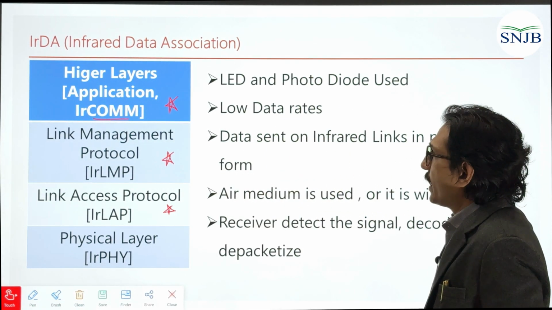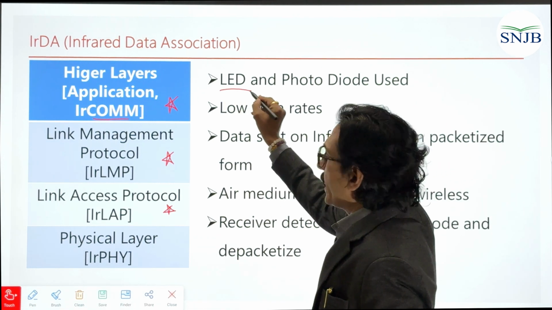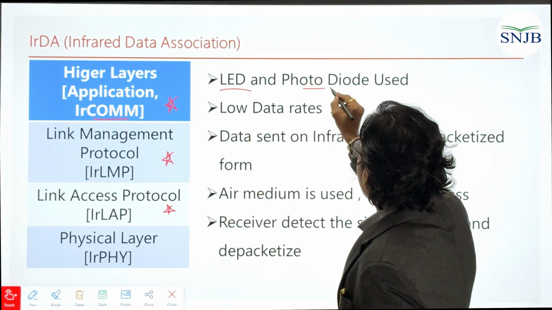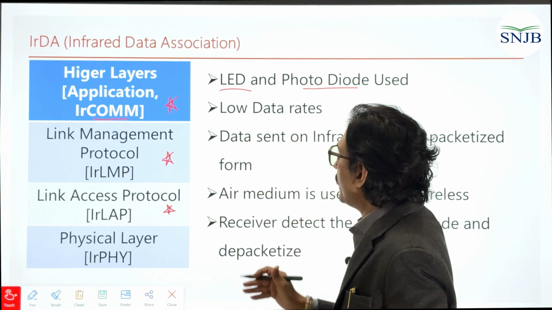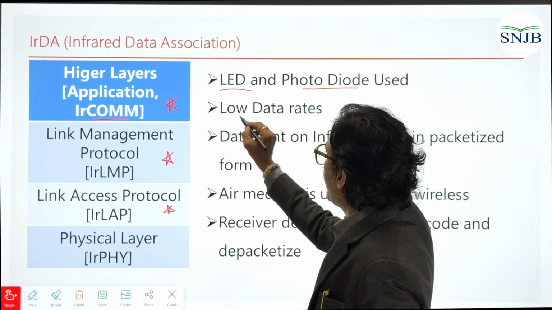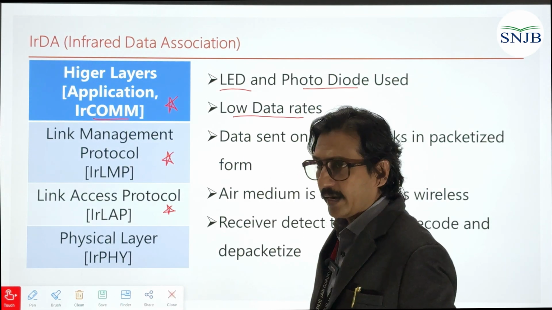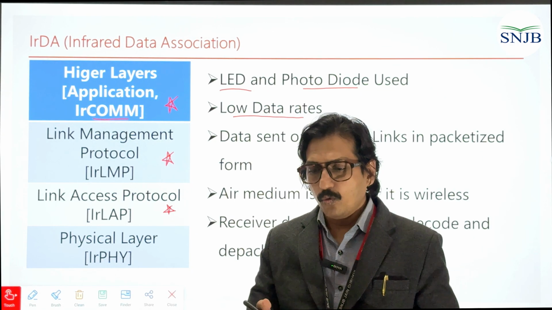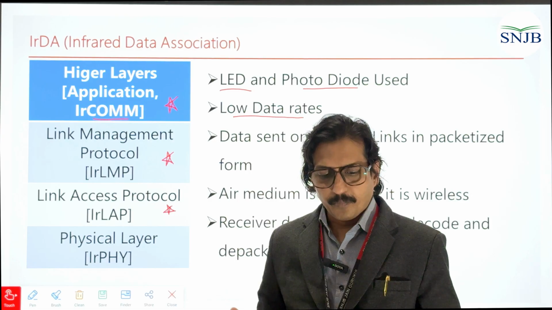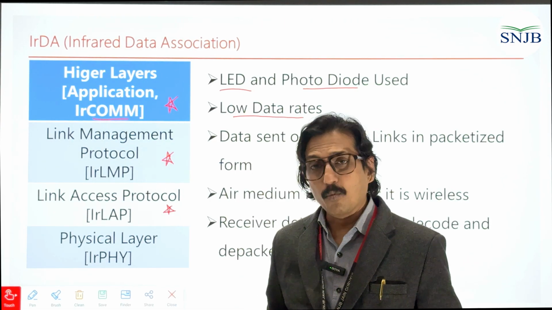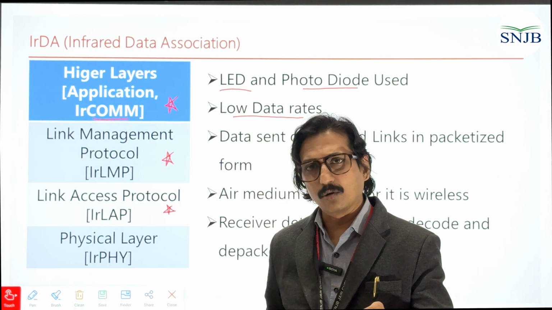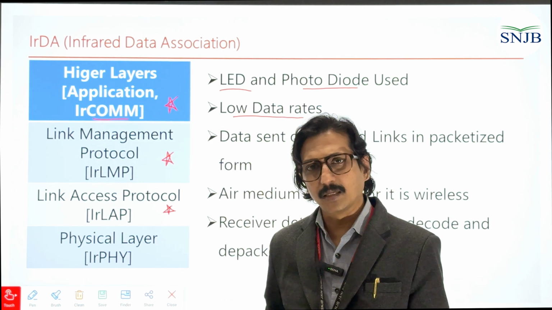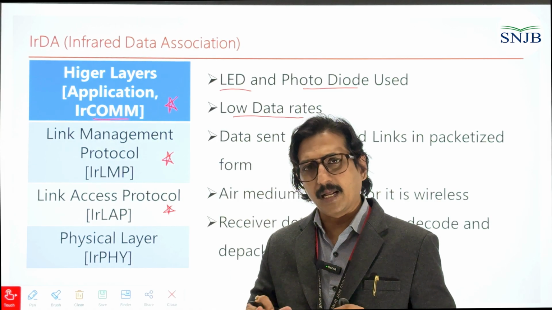Now here a light emitting diode, LED, is used on the transmission side, and photodiodes are used on the receiving side. As far as IrDA is concerned, it supports very low data rates, because the application of IrDA is in television remote controls. With a television remote control, we increase the volume of the television, we change the channels of the television. So it has very limited functionalities.